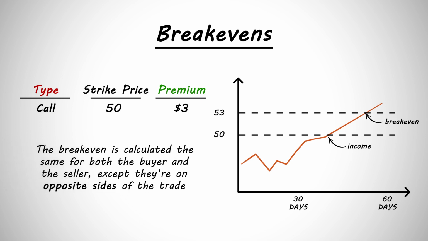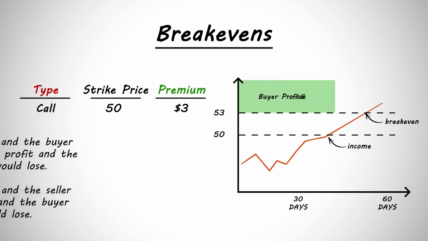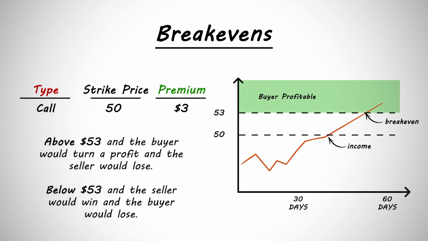The break-even is calculated the same for both the buyer and the seller, except they're on opposite sides of the trade. If the stock finished right at $53 on expiration, this would be a tie, and both the buyer and seller would break even. Above 53, and the buyer would turn a profit and the seller would lose. Below 53, and the seller would win and the buyer would lose.